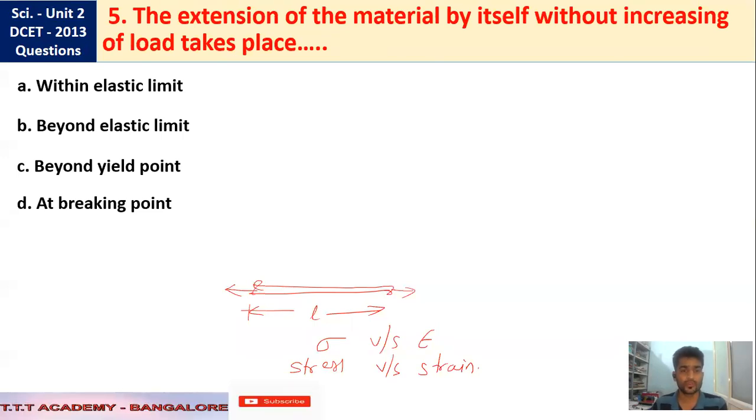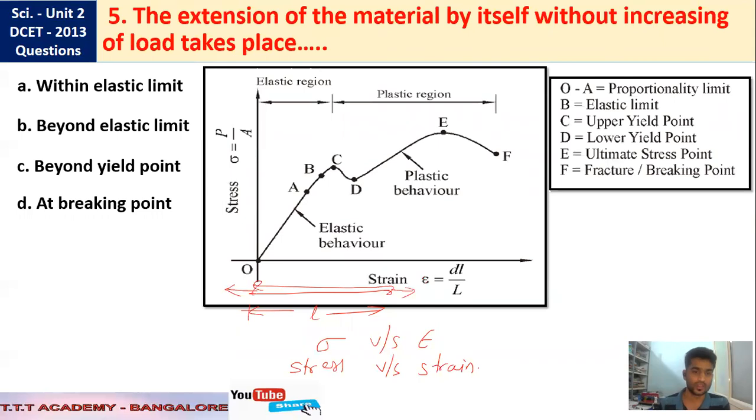point. Suppose, dear students, you draw the stress strain graph for a mild steel material, you'll get this graph. Starting from O to A, that is the proportionality limit. Stress is force by area, and it is directly proportional to load. Strain is change in length by original length, which is directly proportional to change of dimension.